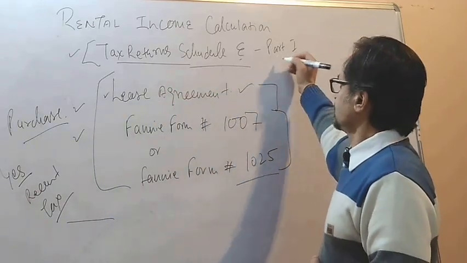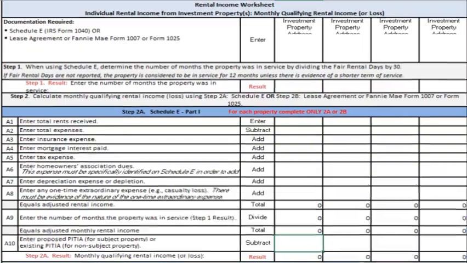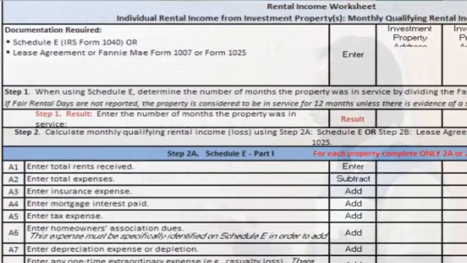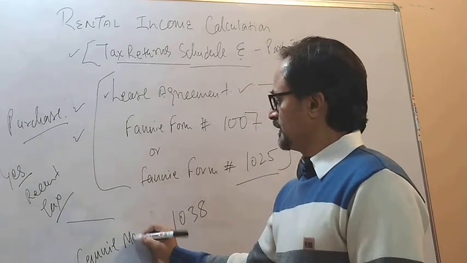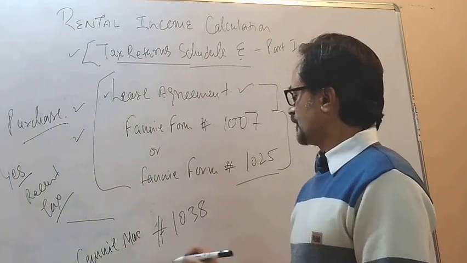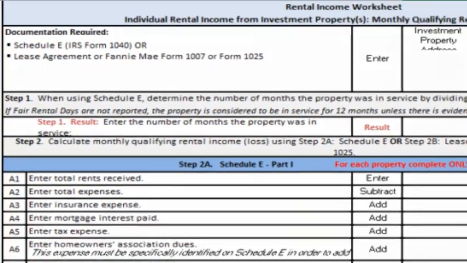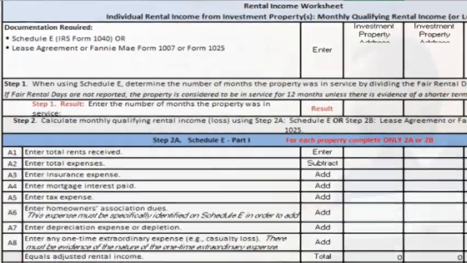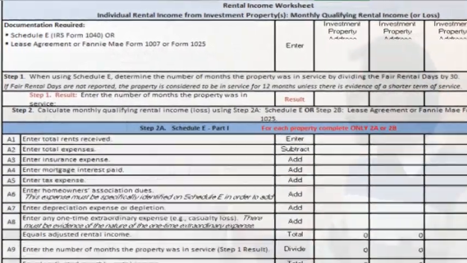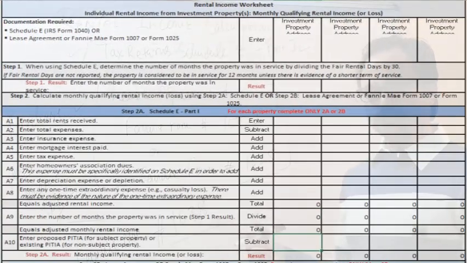Let's go back to the tax returns, Part 1. What is the tax return Schedule E and how to calculate income? I'm sure you must have got the form number 1038. You know what this form is? It's a Fannie Mae form, right? Form number 1038. This is the form which could be used by anyone to calculate rental income, right? Let's see how this form looks and how to calculate income on this form. Okay, let's go to this form.